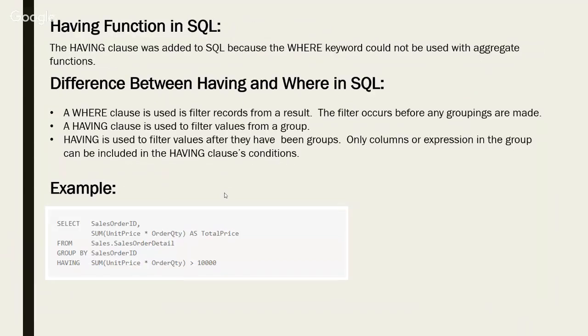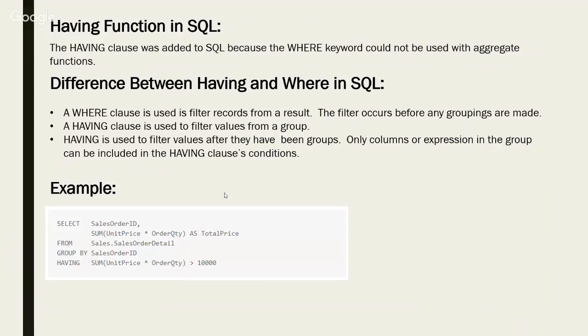In the last webinar, in which we talked about basic select queries, I discussed the where clause. The where clause is used for filtering records from a result, and there is another clause called the having clause, which was added to SQL because the where keyword could not be used with aggregate functions.